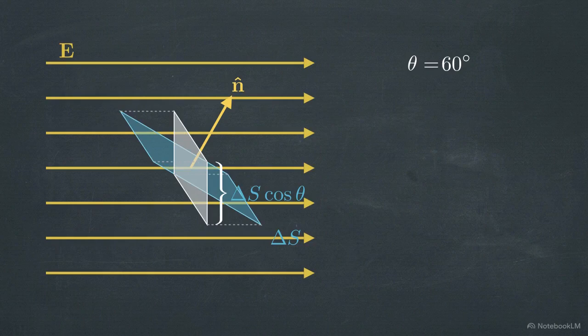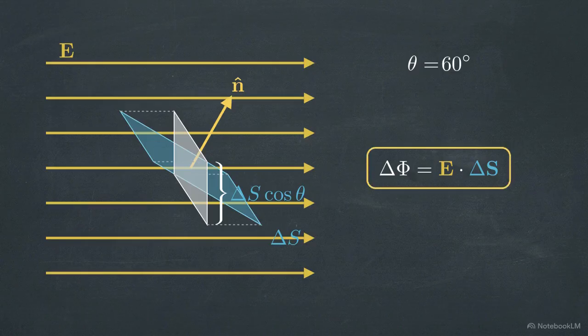Electric flux, delta phi, is proportional to the field magnitude multiplied by this projected area, giving us E times delta S cosine theta. This formulation perfectly matches the exact mathematical definition of a vector dot product, E dot delta S.